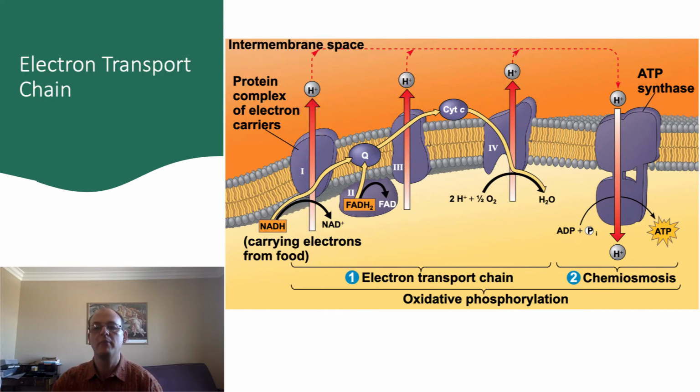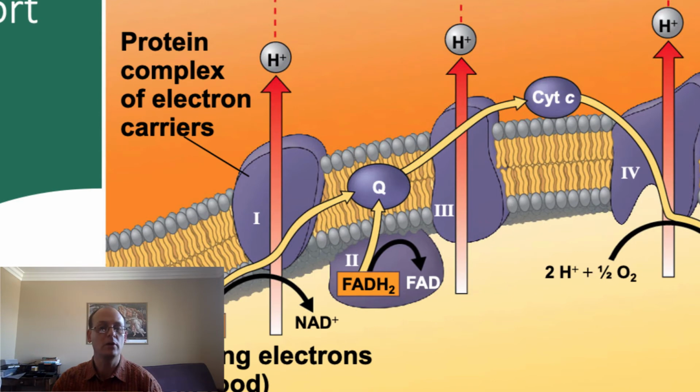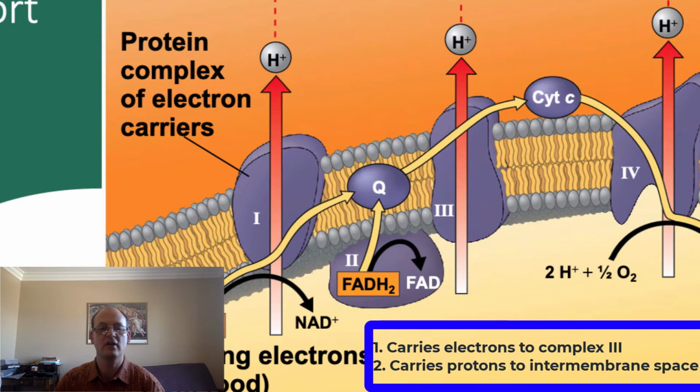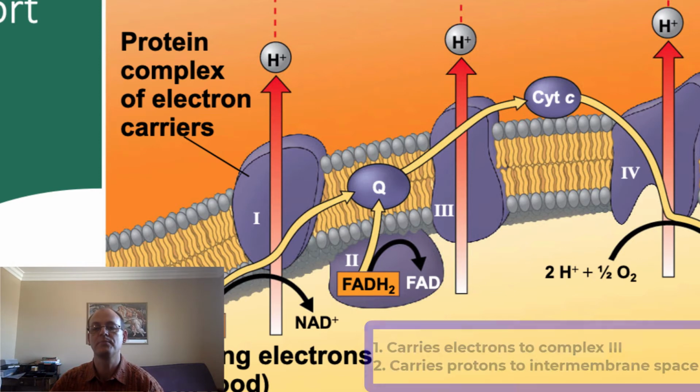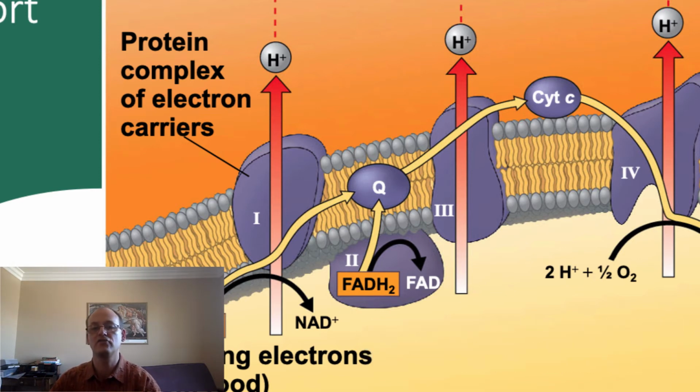You can see here a molecule called Q, or ubiquinone. This molecule is very hydrophobic, and it's mobile within that phospholipid bilayer. It serves two functions. The first is that it carries electrons from either protein complex 1 or 2 to protein complex 3. The second function is that while it carries electrons to complex 3, it also carries protons from the matrix in yellow to the intermembrane space in orange. Thus, it helps to increase the concentration of protons in the intermembrane space relative to the matrix.